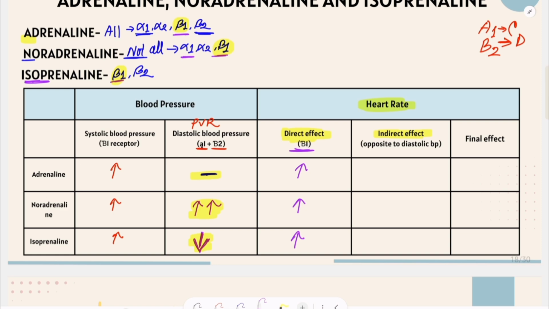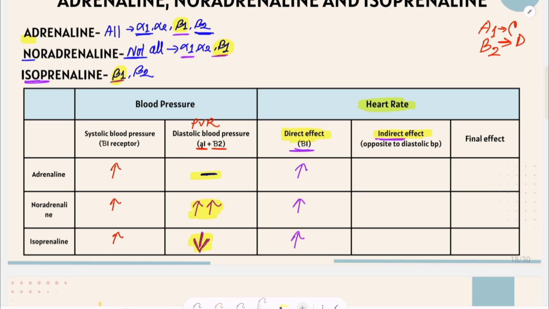Now, what is the indirect effect? The indirect effect is the compensatory response of the body. Remember, our body has a compensatory ability for everything. If anything goes wrong in the body, our body will try to rectify that automatically. This is called the indirect effect. Now, if the blood pressure increases, the body will try to decrease the blood pressure. If the blood pressure decreases, the body will try to increase the blood pressure. But for that, the body should contain some sensors that can tell the blood pressure is increased or decreased.